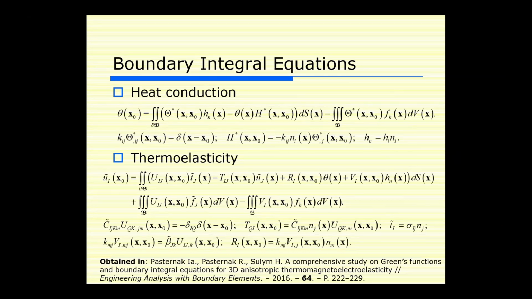So we have the following boundary integral equations. The one is for heat conduction, and the other one is for thermoelasticity. These boundary integral equations were obtained in the following work: Pasternak, Iaroslav, a comprehensive study on Green's functions and boundary integral equations for 3D anisotropic thermomagneto-electroelasticity, in Engineering Analysis with Boundary Elements.